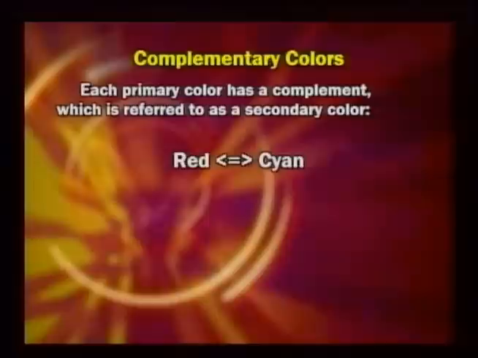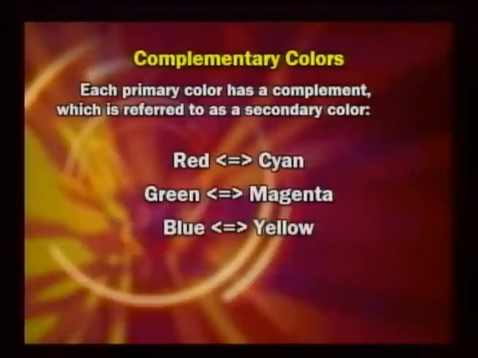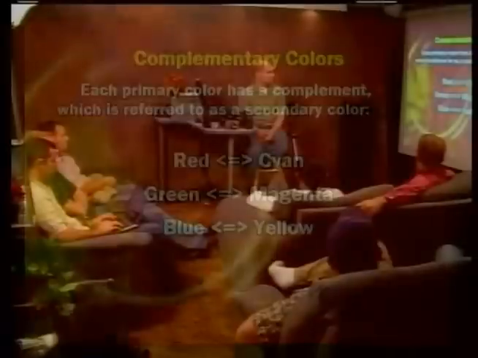The opposite or complementary color of red is cyan. The opposite or complementary of green is magenta. The opposite or complementary of blue is yellow. This is going to be really important once we jump into Photoshop, because we're going to utilize these principles to try and make our photos look better. So memorize that.